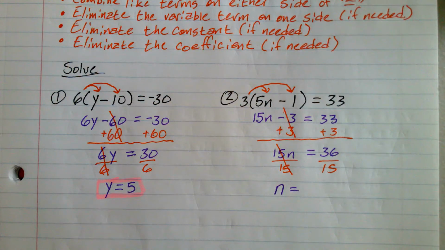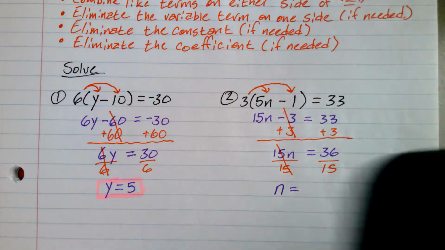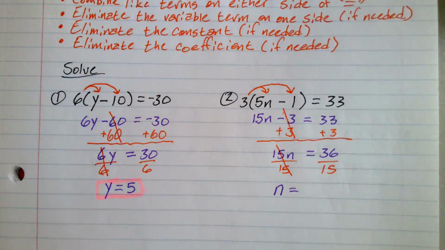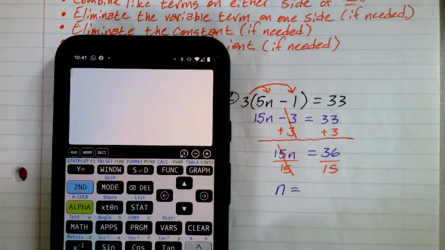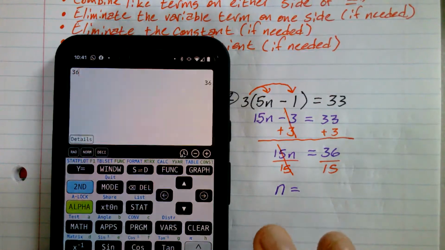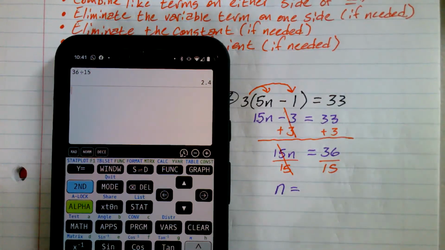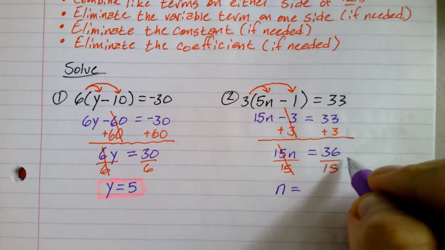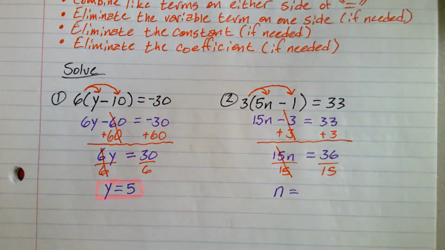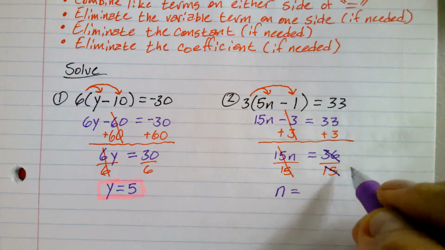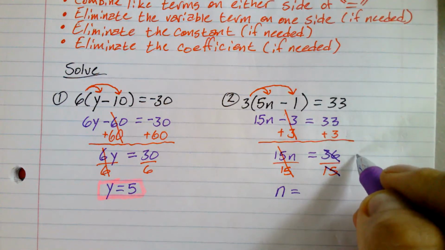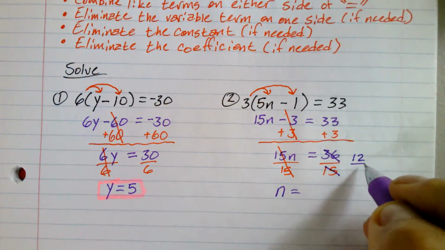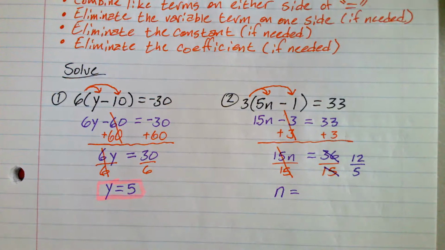Okay. A bunch of you are saying 2.4, 2.4. So you can do that. That would certainly work. So I can do 36 divided by 15, and it's 2.4. And that would work. So we can also simplify it and divide, or leave it as an improper fraction. 12/5, right?